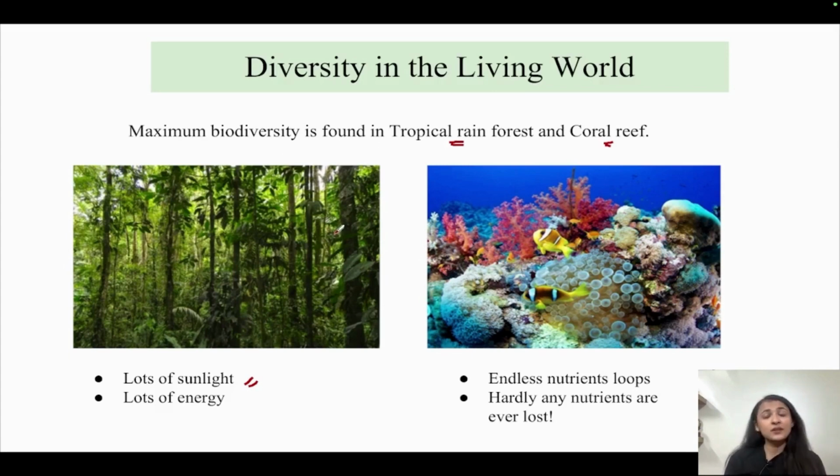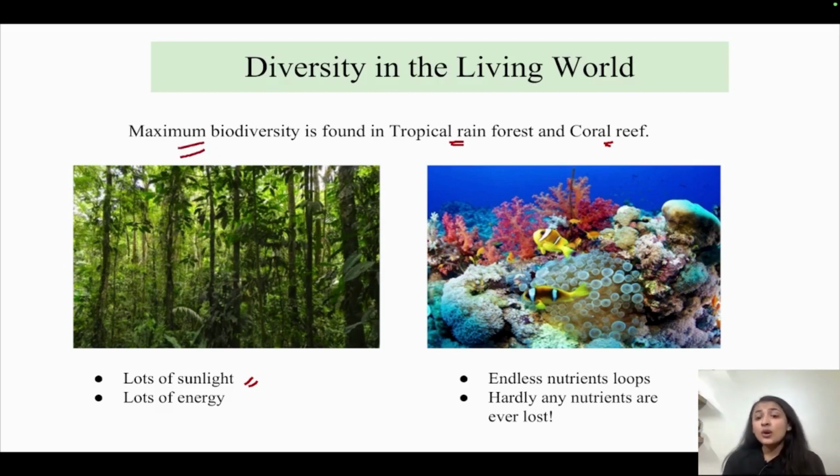And also tropical rainforests receive high precipitation. So the temperature, the sunlight they receive, and the climate, that is the precipitation, the maximum amount of rainfall that they receive, all of these factors contribute to them having maximum biodiversity.